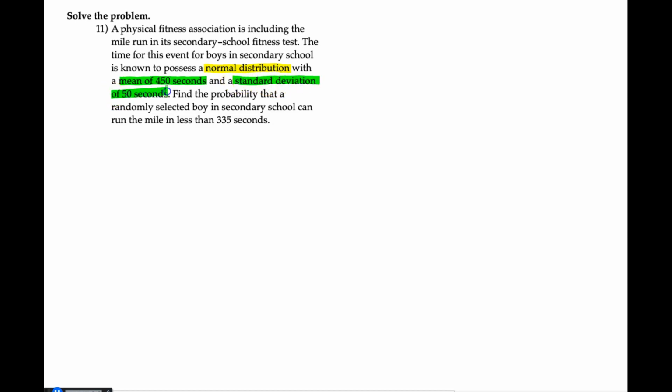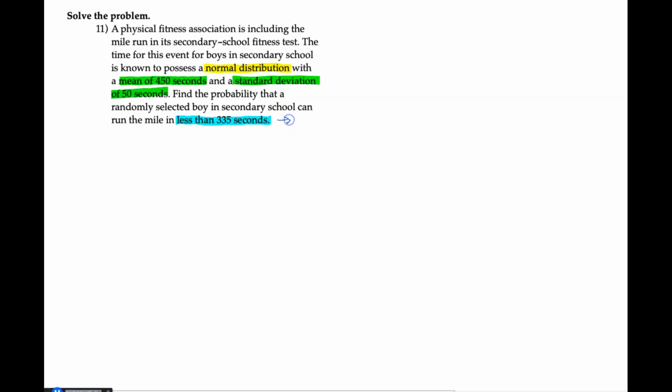If you are given, for example, a variance, you're going to want to take the square root of that. But in this case, it says find the probability that a randomly selected boy in secondary school can run the mile in less than 335 seconds. So right here, this is what we're going to need in order to figure out what it is that we need to integrate.